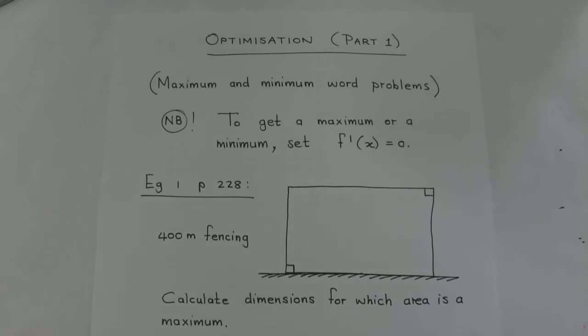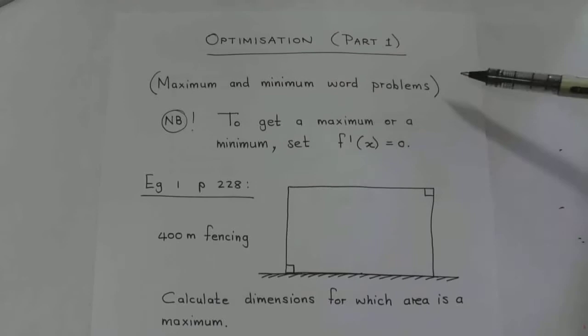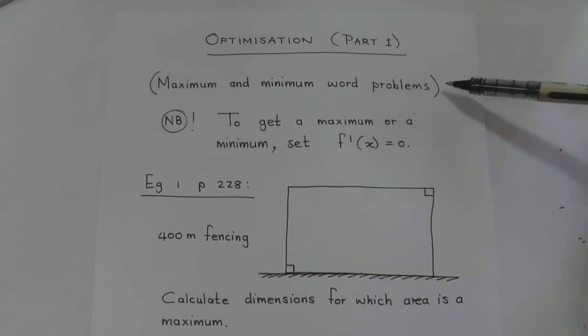So when you look at optimization, specifically it's referring to maximum and minimum word problems. A lot of textbooks don't really use the word optimization just because it's a very fancy word. Most textbooks actually talk about maximum and minimum word problems, and you will see that's the way they describe it in the classroom mathematics textbook as well. So we might actually end up calling it maximum and minimum word problems rather than calling it optimization.